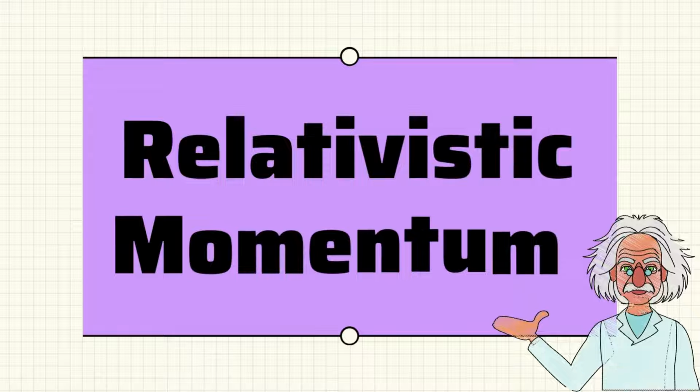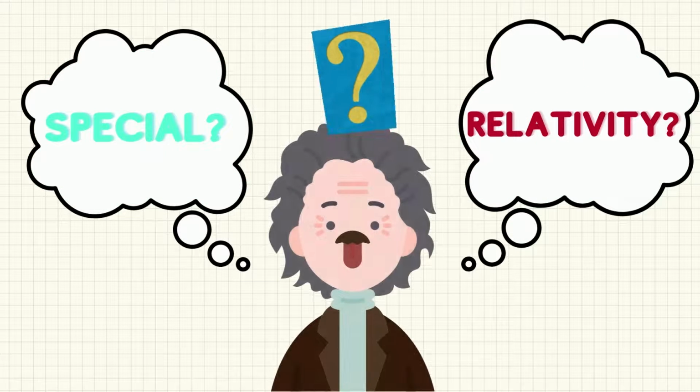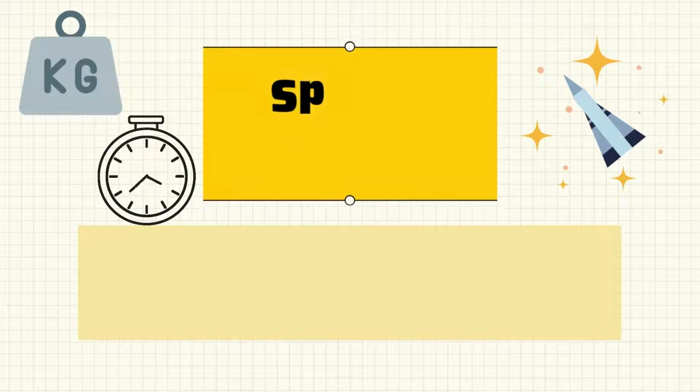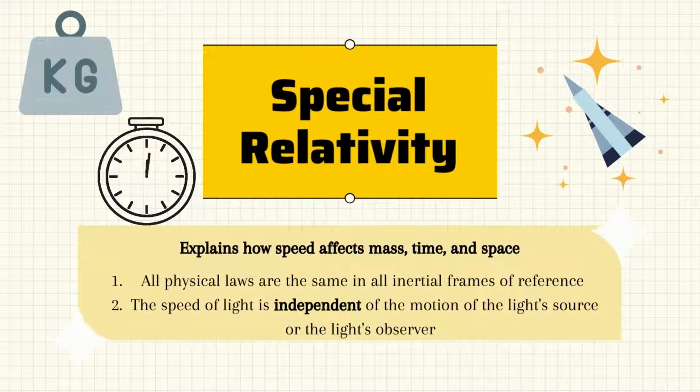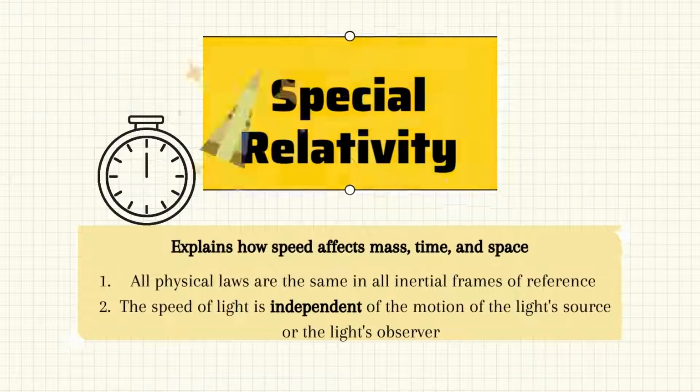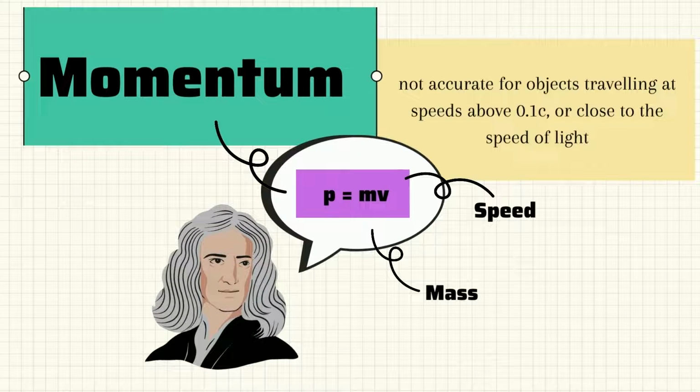Before we explain relativistic momentum, we must first understand the theory of special relativity, which explains that the speed of light is the same for all observers, even when they are moving with respect to one another. Isaac Newton's equation for momentum is the product of mass and speed. However, this equation is not accurate for objects traveling at speeds above 0.1 c, or close to the speed of light, as it does not take the effects of special relativity into account.